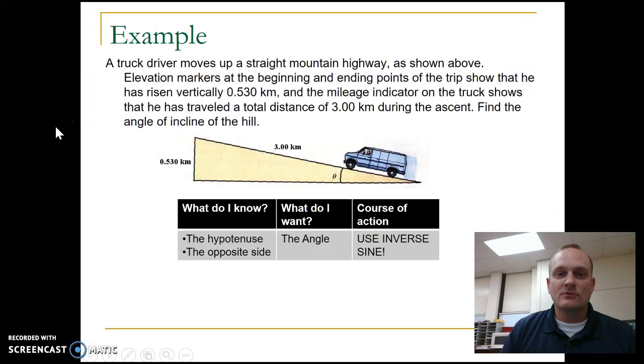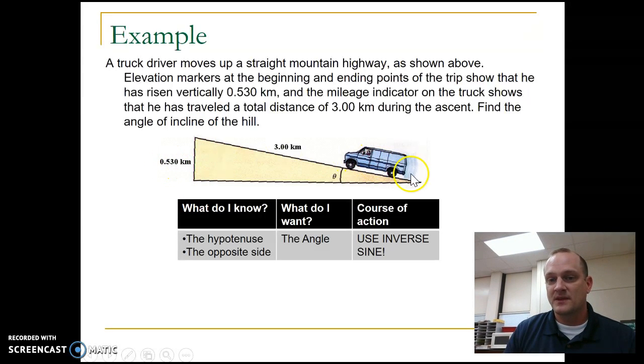Let's say a truck driver moves up a highway mountain. The elevation markers at the beginning and ending points of the trip show that he has risen vertically by 0.53 kilometers. And the mileage indicator on the truck shows that he has traveled a total distance of 3 kilometers during the ascent. Find the angle of the hill. Okay, so his elevation, or his height, changes by 0.53 kilometers. The distance that the truck or the van travels is 3 kilometers. That's the hypotenuse here. And so the angle theta is what I'm looking for.